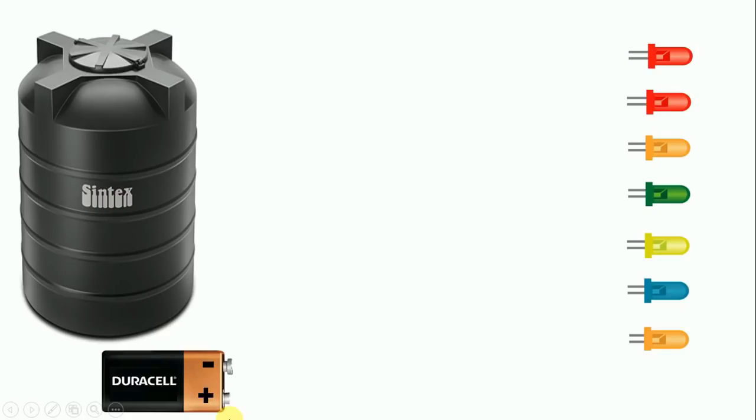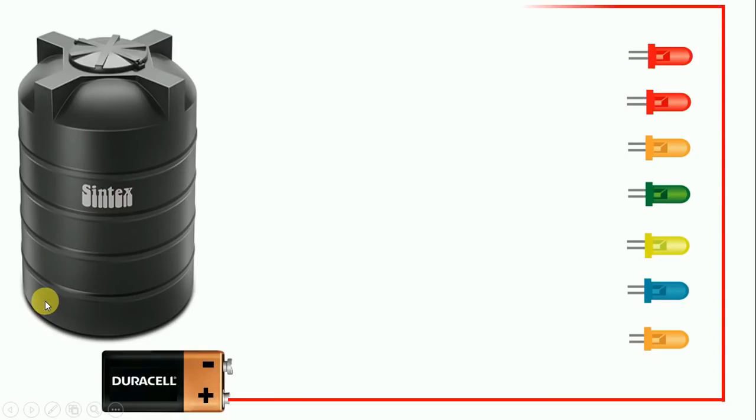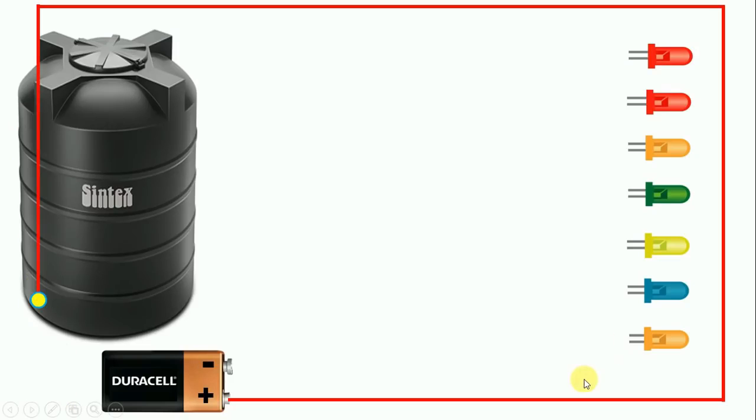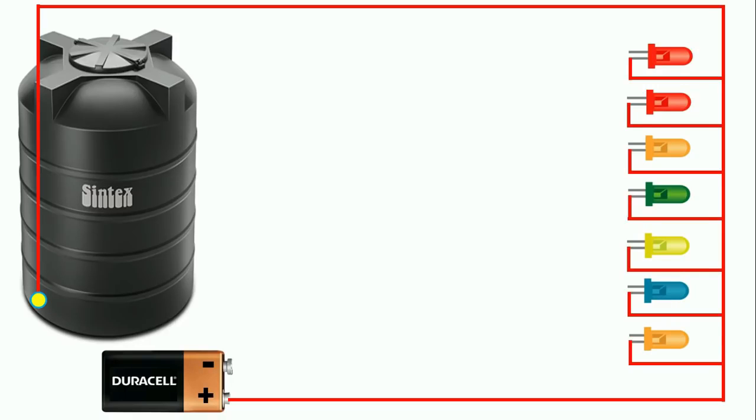From the positive terminal of the battery connect a wire, bring this wire into the tank and let this wire touch the bottom. That is, connect this wire with the bottommost part of the tank. After this, with the positive terminal of all these LEDs, I mean with the anode, connect positive power supply. To this LED we provided positive power supply. Similarly to this LED also provide positive power supply. Similarly connect power supply with all the remaining LEDs. To all the LEDs we provided positive power supply.